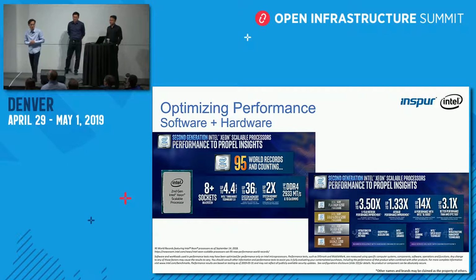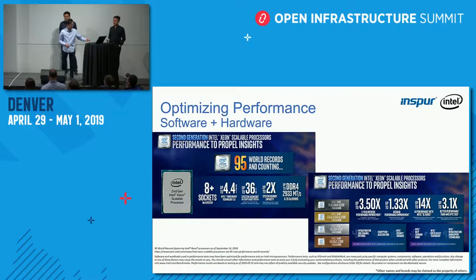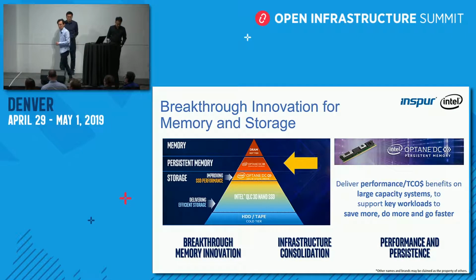So the next thing I want to tell you: this one is the Intel latest CPU. If you're interested to learn more about Intel's latest second generation Xeon Scalable processor, go to the Intel booth, they'll tell you more about that. I'm not going to introduce the new CPU here, but what I'm going to tell you more about is the persistent memory.